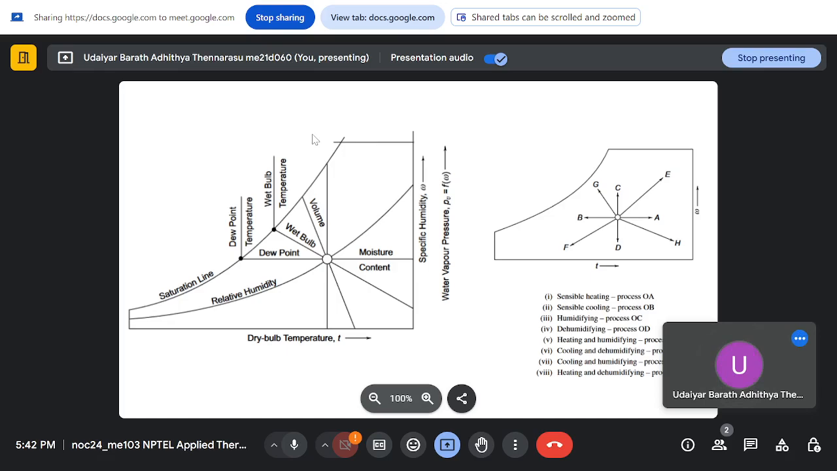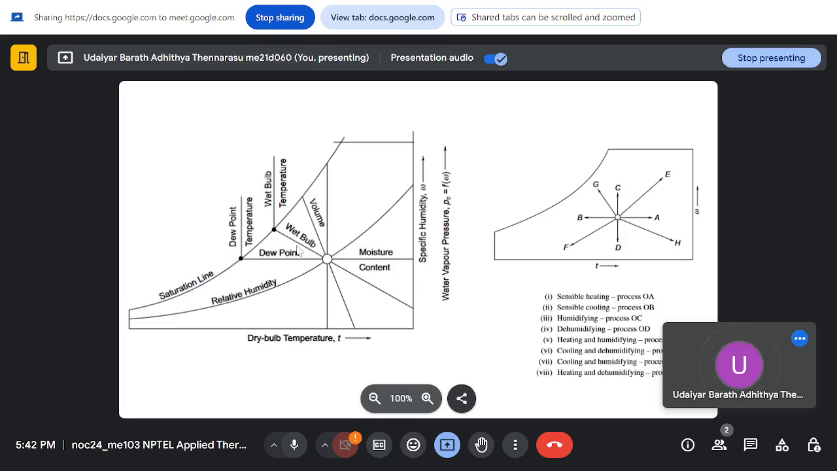cannot take any more moisture, and at this point the dew point can be found. The dew point is the temperature at which, corresponding to saturation, the air can form the first dew. So that is the dew point temperature here. And also we saw the wet bulb temperature, and the dry bulb temperature is the air temperature.